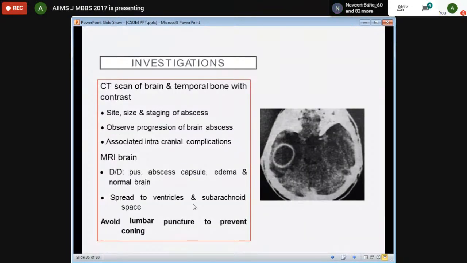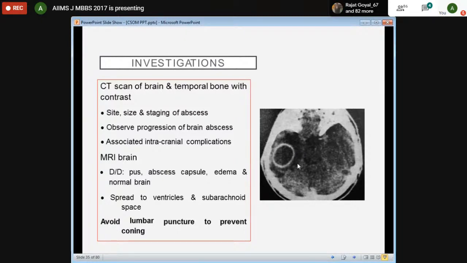So what are the investigations? Investigation is typically CT scan and MRI. In a CT scan, we can evaluate the site, size and staging of the abscess. As we can all see, this is the 3rd stage or 2nd stage because the capsule is formed around the abscess and it is expanding. And expanding, it leads to increased pressure in the intracranium, leading to increased intracranial tension.